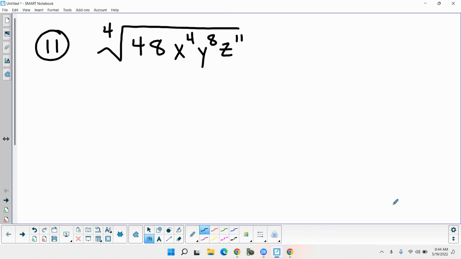Okay, so like I was saying, it's not square root, it's fourth root. When it's square root and we do a factor tree and everything, we're looking for pairs, right? But when it's fourth root, we're looking for groups of four.